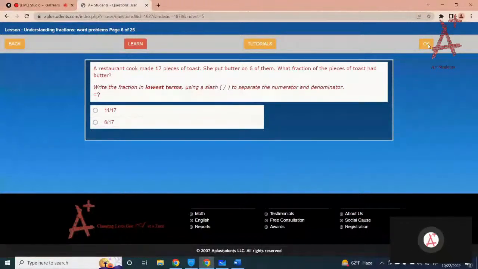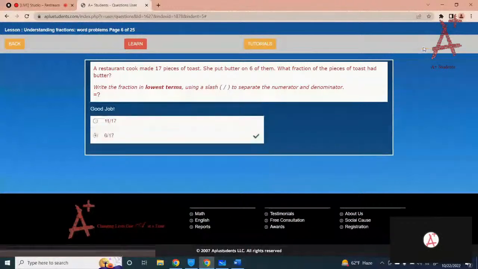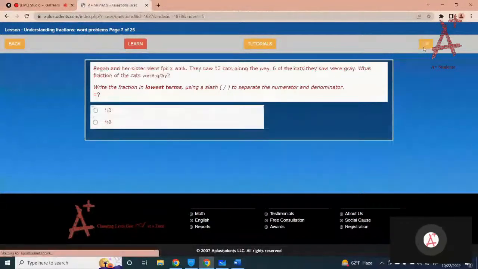Okay, a restaurant cook made 17 pieces of toast. She put butter on 6 of them. What fraction of the pieces of toast had butter? So 6 of them had butter. You need to write the fraction, so it would be 6 over 17. Got it? Because 6 of them have butter, so it is 6 over 17. Got it? So select the correct option and then click on the OK button.